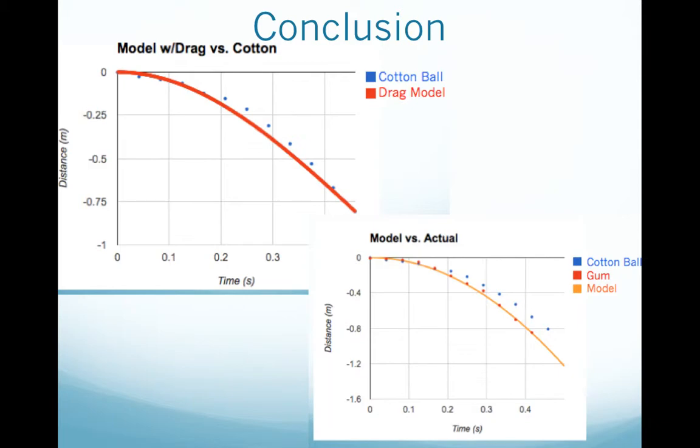In conclusion, we see that it is not an object's mass that affects the speed at which it will fall, but the drag force that is acting on it. The drag force will be different from object to object depending on multiple things, the object's shape being one of them. This is why, even though the gum and the cotton ball both had a mass of 1 gram, they fell at different speeds.